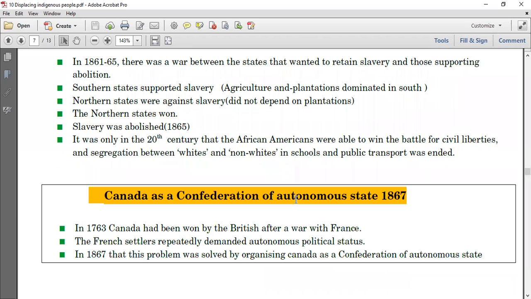But it was only in the 20th century that the African Americans were able to win the battle for civil liberties, and the segregation between white and non-whites in school and public transport ended.